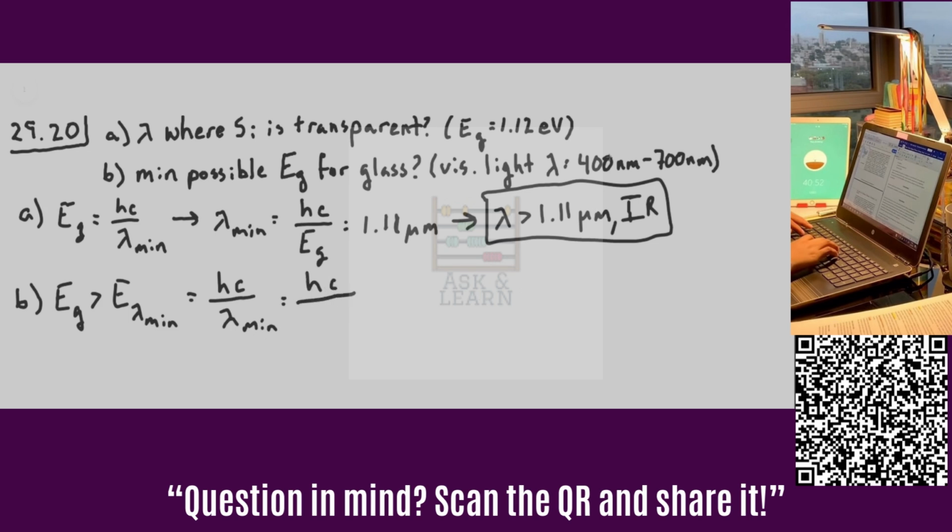And the minimum wavelength we need is 400 nanometers. That's the highest energy photons of visible light. And so the minimum band gap that glass would have to be transparent the way it is is 3.1 electron volts. So you can see that's quite a bit bigger than the gap energy of silicon. It's almost 3 times as big.